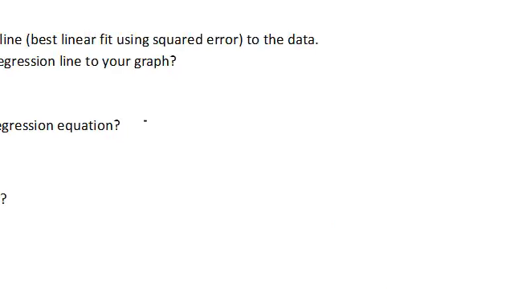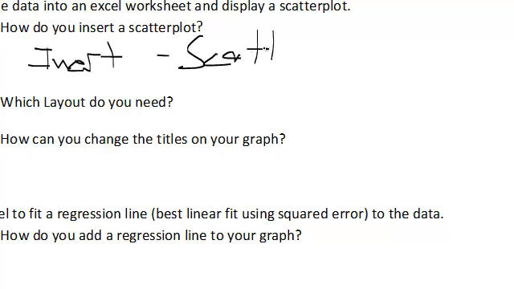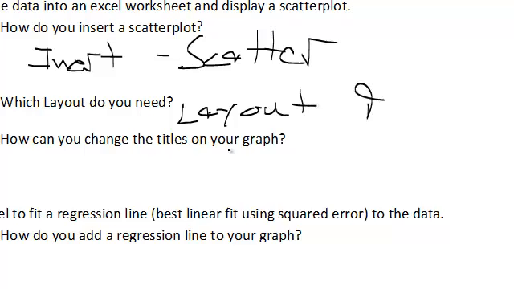Enter data into the Excel worksheet. How do you insert a scatter plot? You highlight the columns, then you go to Insert, Scatter. And then you choose Layout 9. How do you change the titles on your graph? By clicking on them.